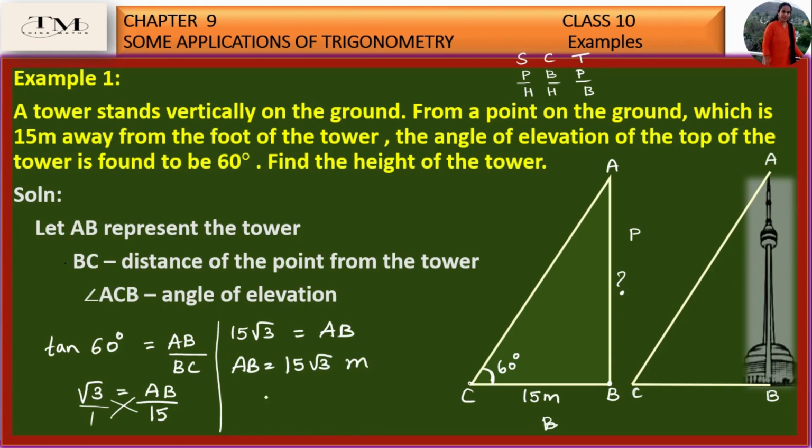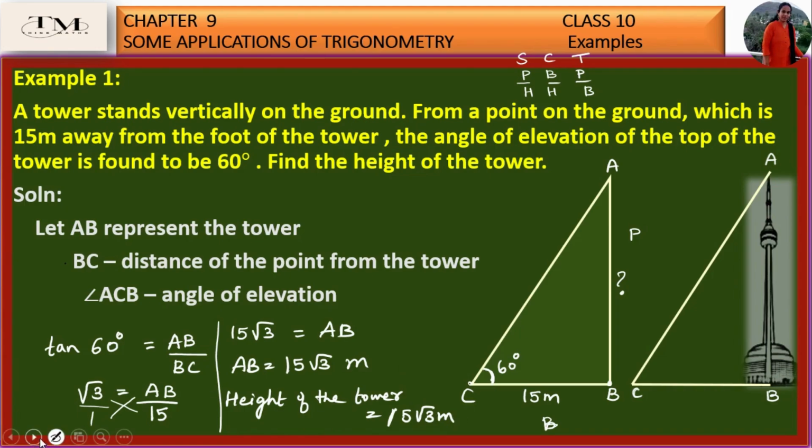So what is AB? AB is nothing but height. So height of the tower equal to 15 root 3 meter. Okay, children? Do you understand? If they give the value of root 3, you should substitute the value of root 3 and multiply with that and find out the answer. Here root 3 value is not given. So the answer is 15 root 3 meter. Okay, children?